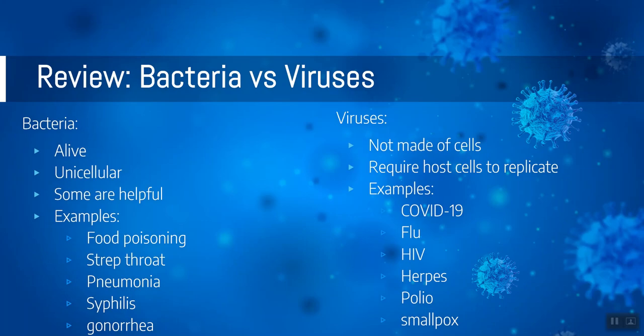Last class we talked about the difference between bacteria and viruses. And we know that bacteria are alive while viruses are not considered alive because they're not made of cells. Bacteria are unicellular. Some can be helpful. They're useful in the production of cheese, yogurt, buttermilk, but there are many harmful bacteria that can cause things like food poisoning, strep throat, pneumonia, syphilis, gonorrhea.